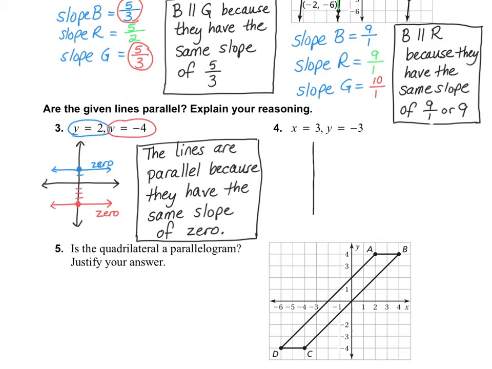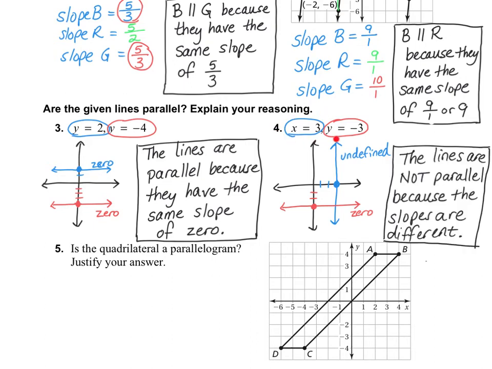I'm going to go ahead and make another quick sketch of these two lines here. For x equals 3, remember, this crosses the x-axis at 3. This time it's going to be an undefined slope. Y equals negative 3 is going to cross the y-axis at negative 3, and it has a slope of 0. These two lines are not parallel because they have different slopes. Instead, they are perpendicular. For this video, I'm going to skip number 5. Let's move on to the next page.